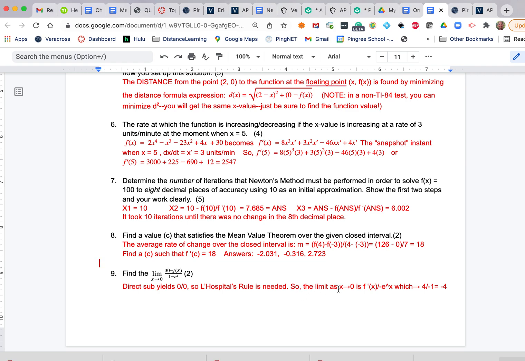So that limit then, when you take the derivative of the top, that 30 goes away. And, oh, that should be a minus. Oh, look at that. That's a minus 4. And then minus 4 over minus 1 is then, in fact, a positive 4. So that limit would be a positive 4.